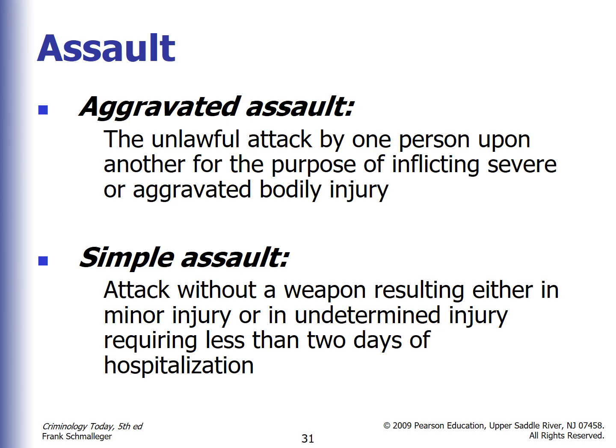Same thing, it says attack without a weapon. Well, if I punch you in the face and I break the orbit around your eye, causing serious bodily injury, that is an aggravated assault. So there does not have to be a weapon involved for it to be aggravated.